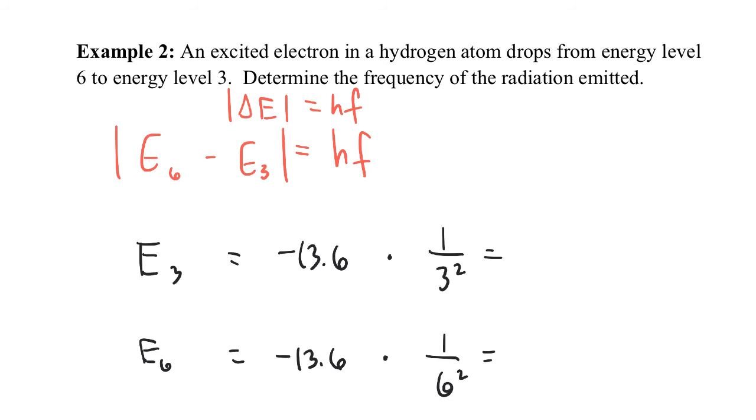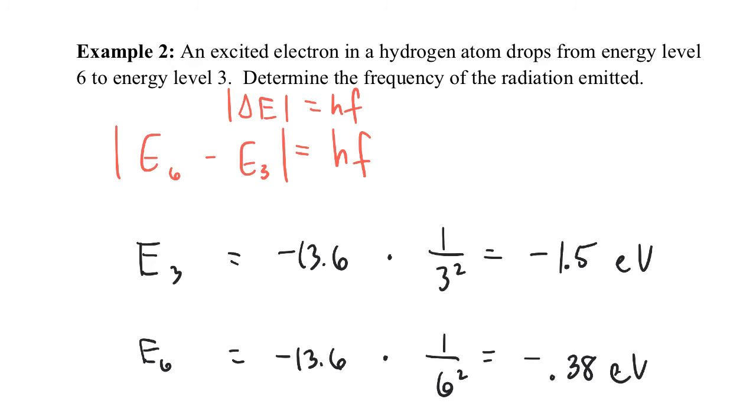Alex, what do you got for me? Negative 1.5. Okay, and the other one? Negative 0.38. Okay. And my units are electron volts. Those both sound like reasonable numbers.